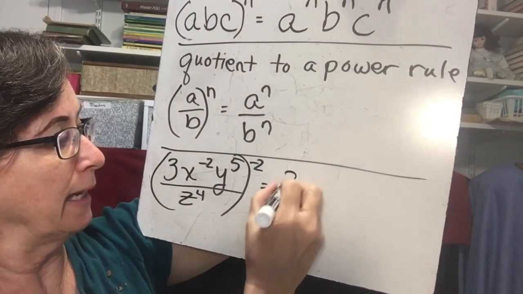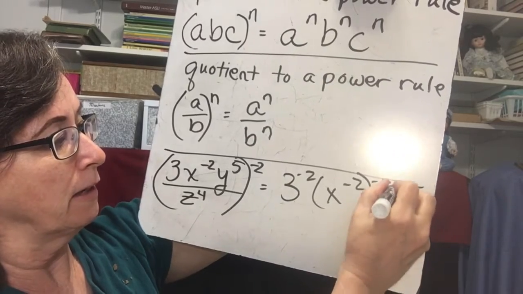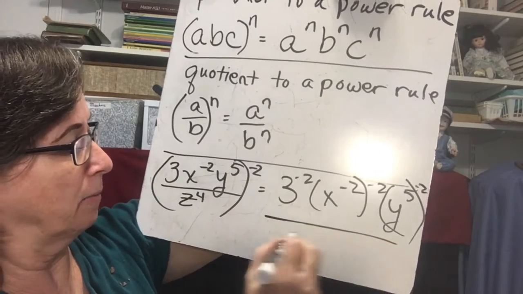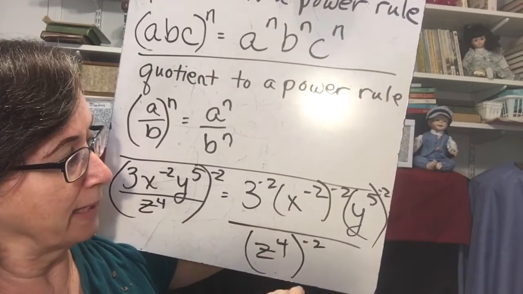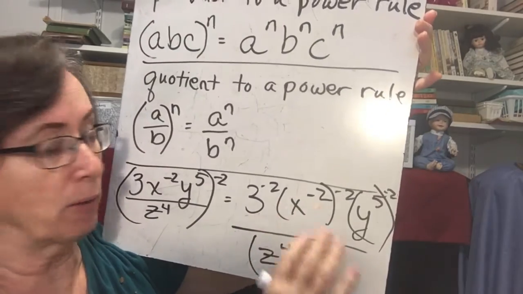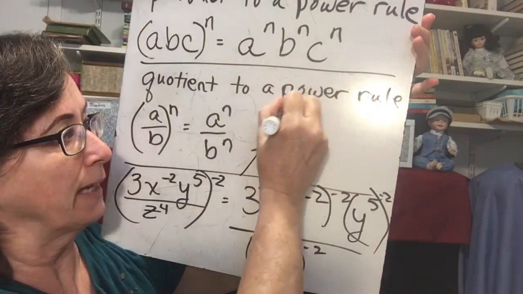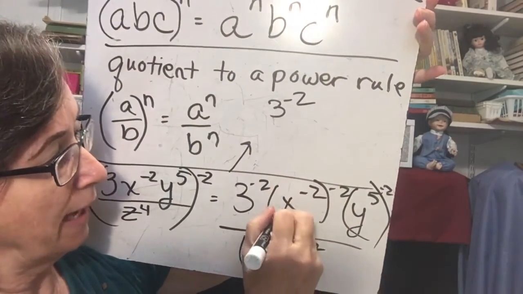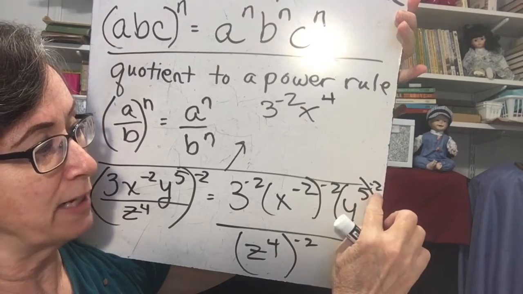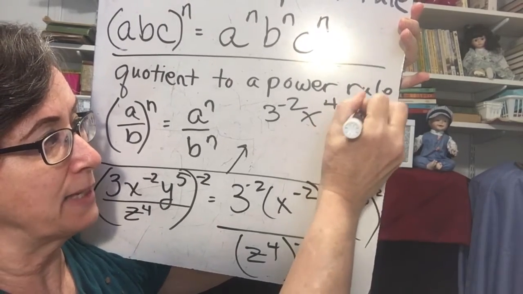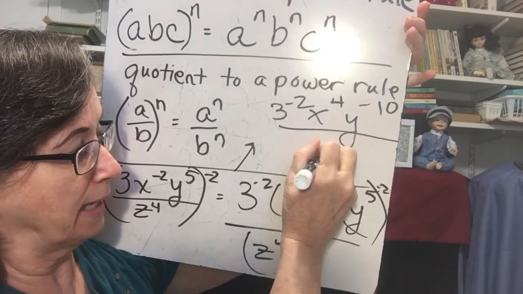So basically that just means 3 to the negative 2, x to the negative 2 raised to the negative 2, y to the fifth raised to the negative 2, and then on the bottom, z to the fourth raised to a negative 2. Okay, so now we've got all these negative 2s, but let's first clean up what we can. So we've got 3 to the negative 2, and x to the negative 2 raised to the negative 2 is x to the 4, so that's positive. And then y to the 5 raised to the negative 2 is going to be y to the negative 10. And then on the bottom, we've got z to the 4 raised to the negative 2, which is going to be z to the negative 8.